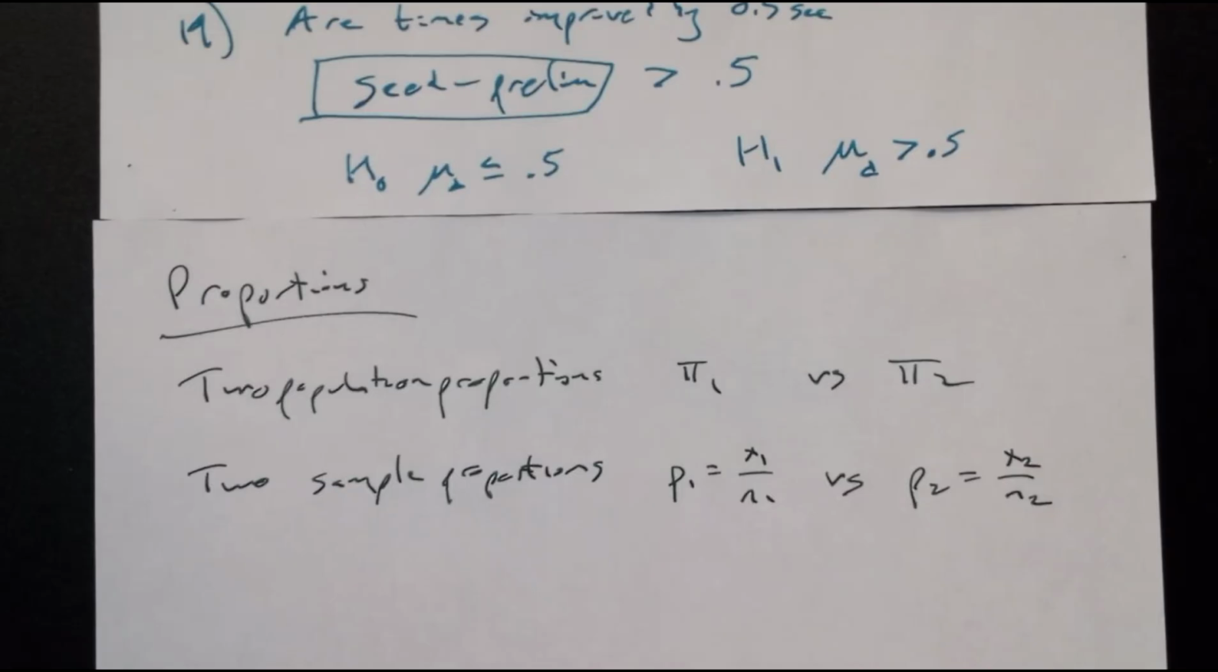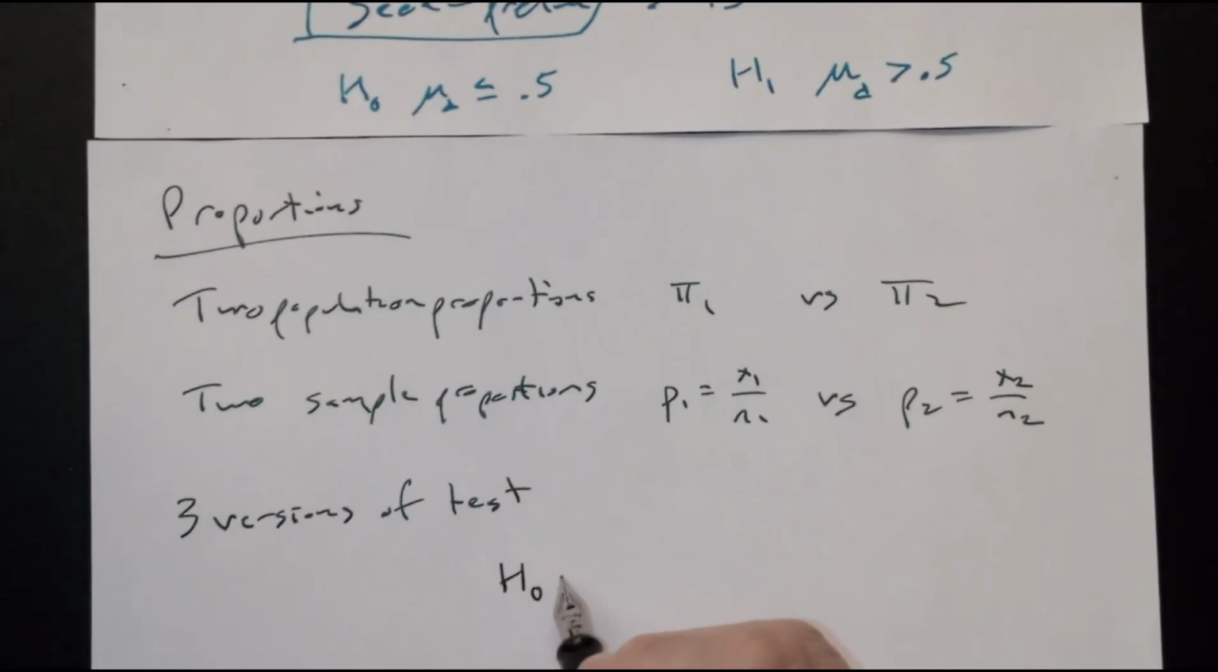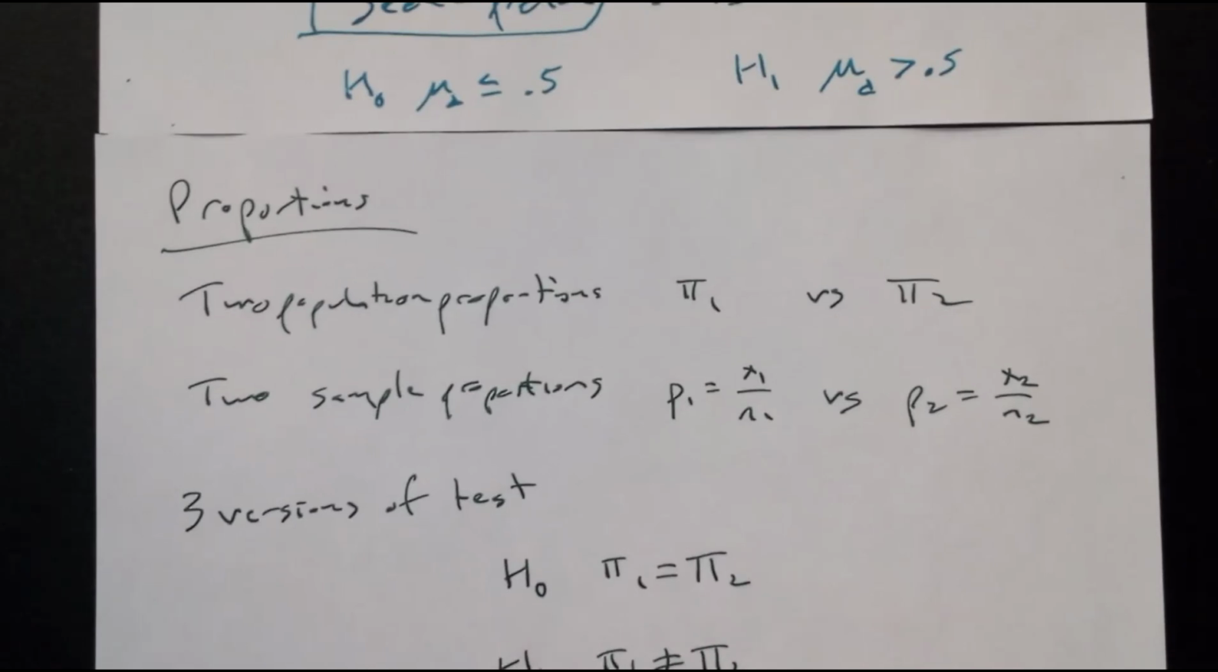So now I can think about my null hypothesis, my alternate hypothesis again. And I can say either there's no difference in the group, or there is a difference in the group. That means I'm going to have the same setup as I did before for my three versions of the test. Either my null hypothesis is, hey, these really are the same. My alternate is that they're different.